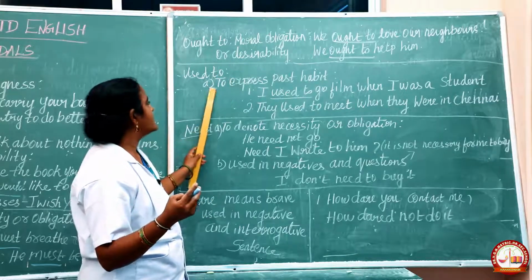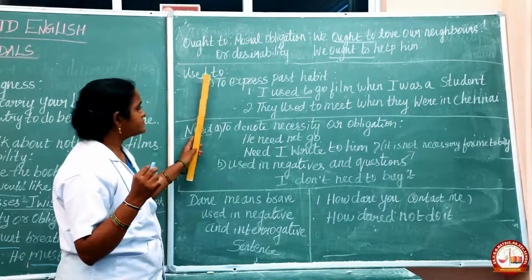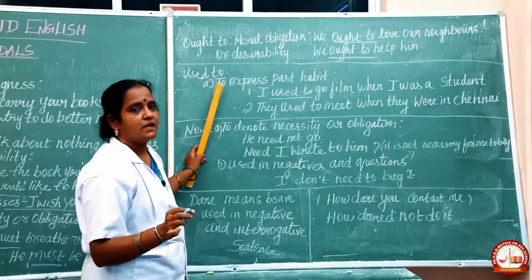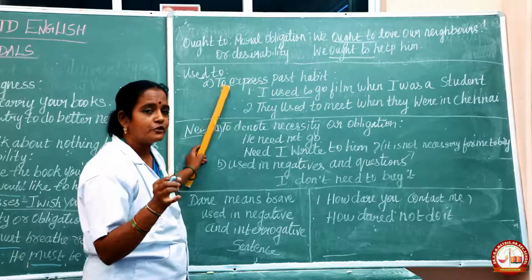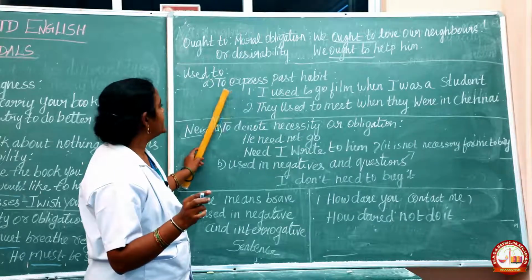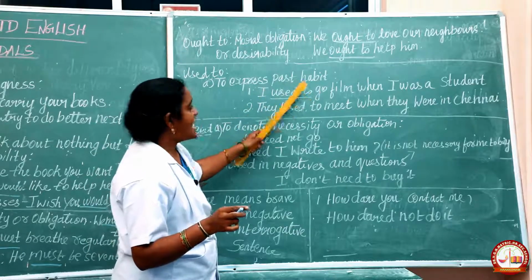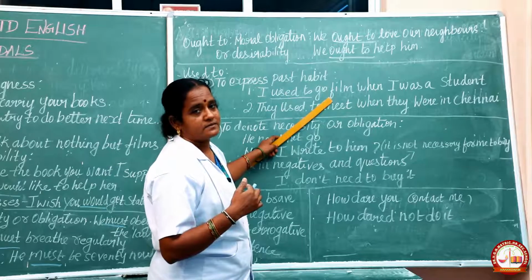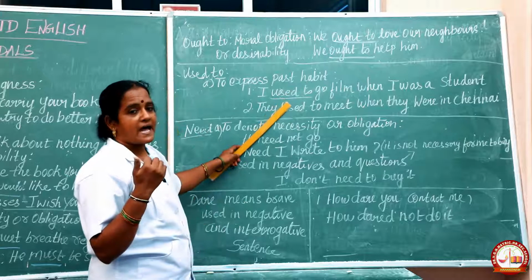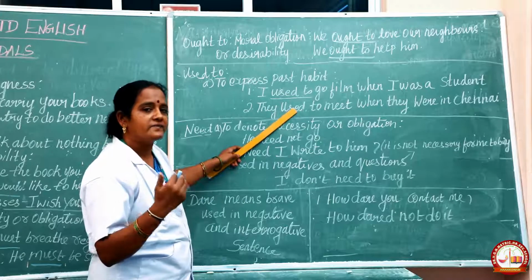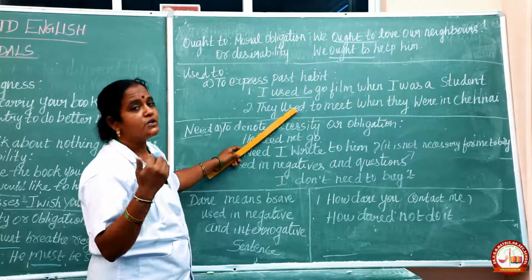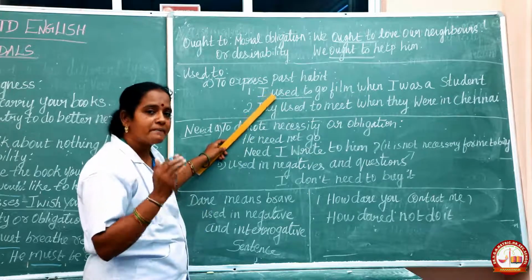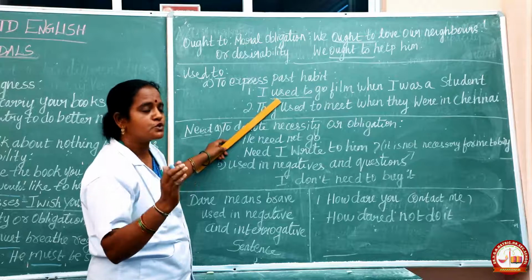And the next one is used to. Used to is to express past habit. Past habit means you have to use used to only. I used to go for films when I was a student. This is a past habit. When he was a student, now he is working, he used to go for a film. This is a past habit.